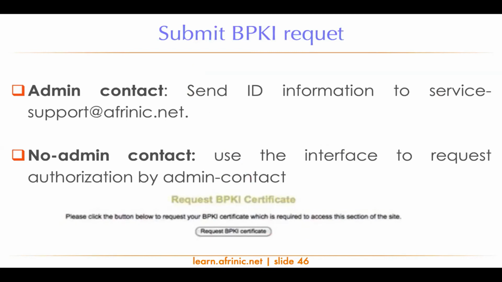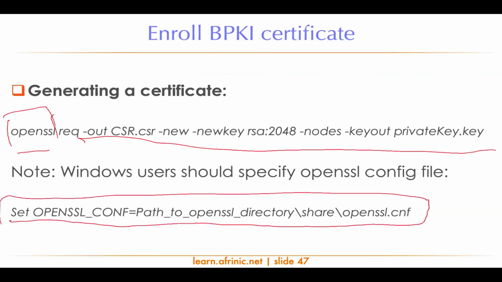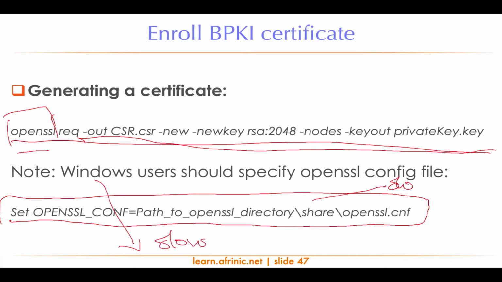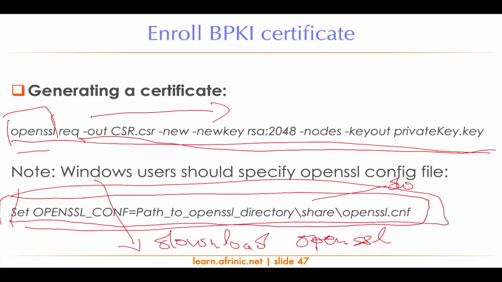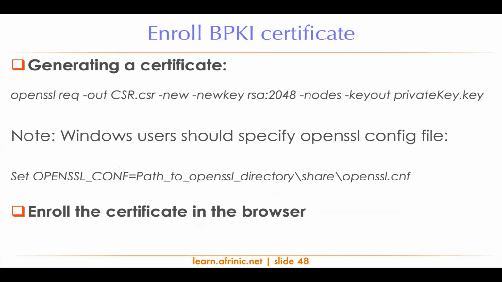First, get your BPKI. Now, when you get your BPKI, the next step is to generate a certificate. You will now generate a certificate using OpenSSL. That's the command. For Windows users, always make sure you specify the OpenSSL configuration file. For Windows users, you also need to download OpenSSL and install it, then specify the configuration path and then issue this command. Next, you now need to enroll the certificate on your browser.